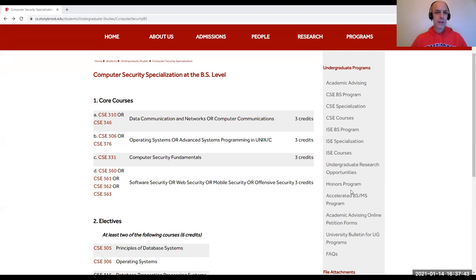Think of a master's degree as becoming an expert in a particular field of computer science for industry, right? And then a PhD is for academia, typically. So we have an undergraduate track for data science, and then we have a master's degree program specifically for data science as well.